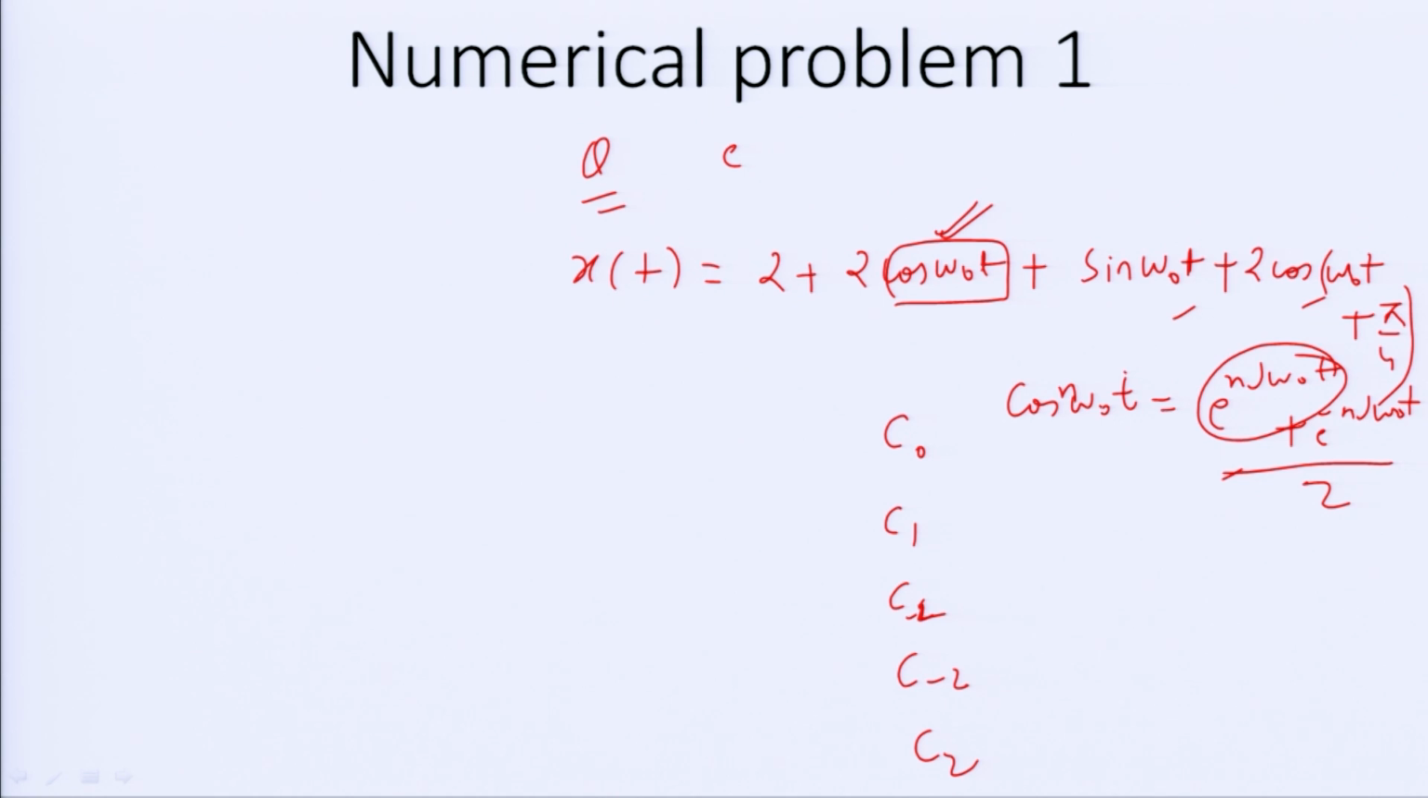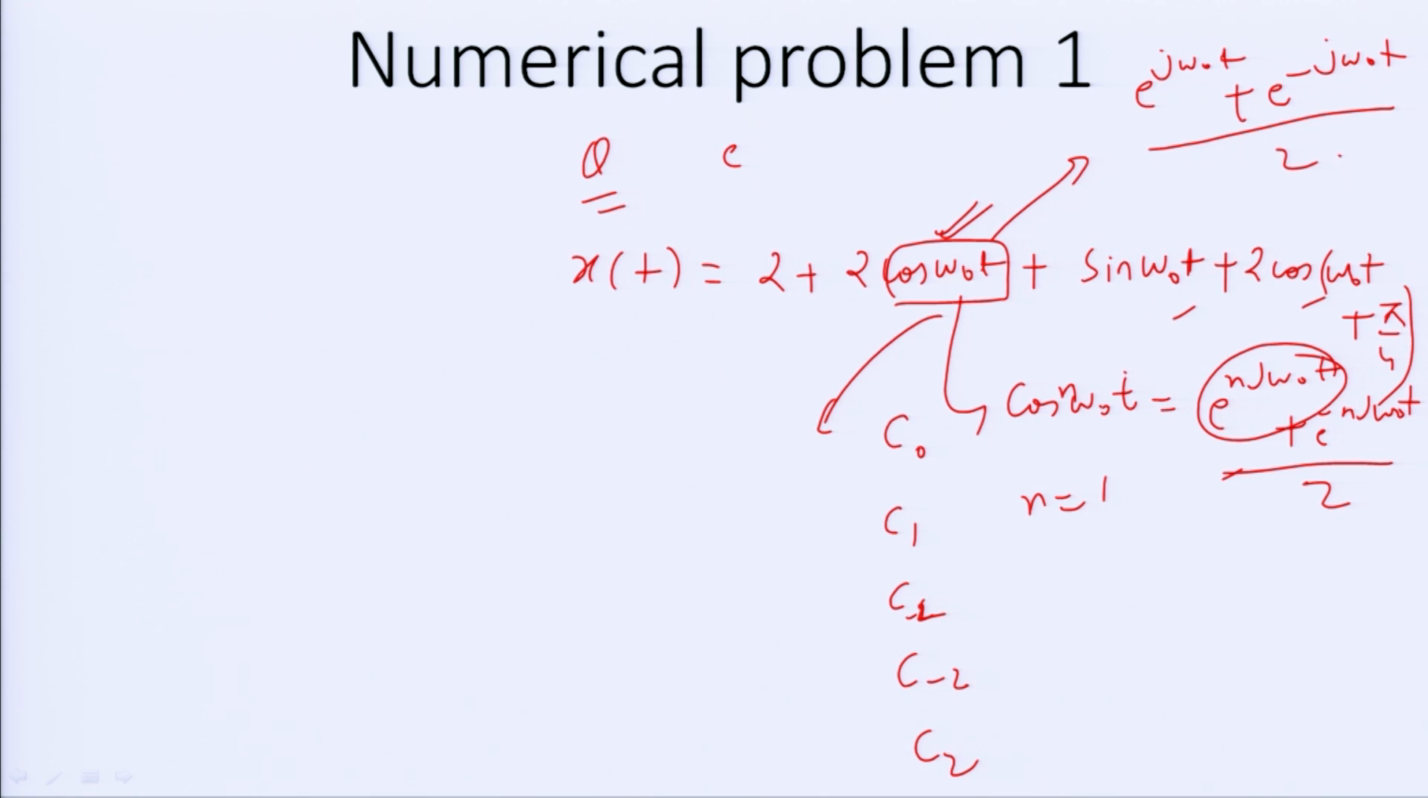Suppose if you solve this, you will get it like this. C naught, let us do it. Suppose you write cos omega naught t. If you compare this, cos omega naught t means here n is equal to 1. So we can write cos omega naught t directly as (e^(j omega naught t) + e^(-j omega naught t)) by 2, okay.